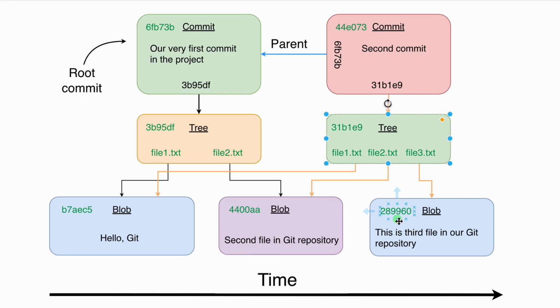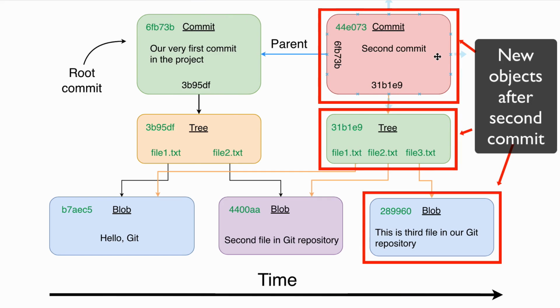And please pay attention on this relation between 2 commits. Here is timeline, here is more recent commit, and more recent commits have pointers to parent commits. And in such case, in our case, there is single parent for this commit, and it is root commit. Okay, I hope that now it is fully clear to you what happened in Git repository after second commit. 3 new objects were created: new commit, new tree, and new blob.